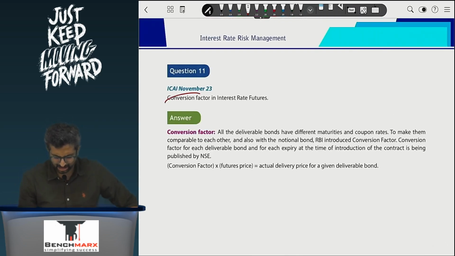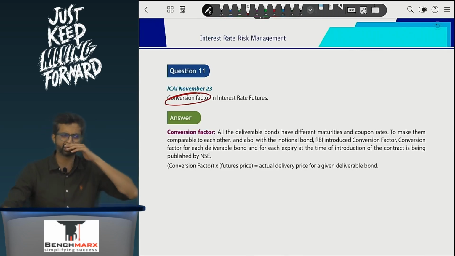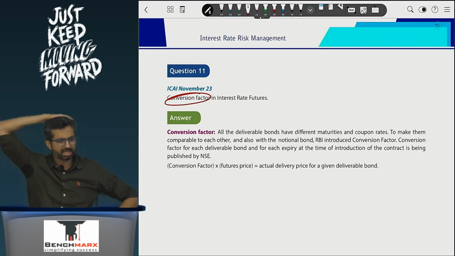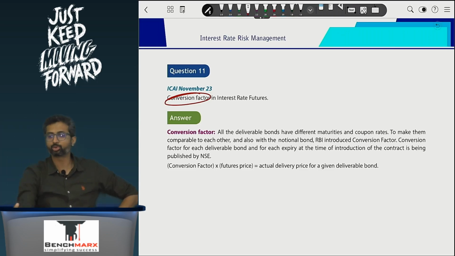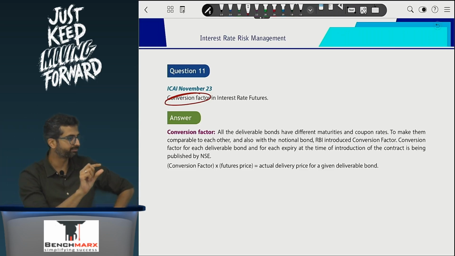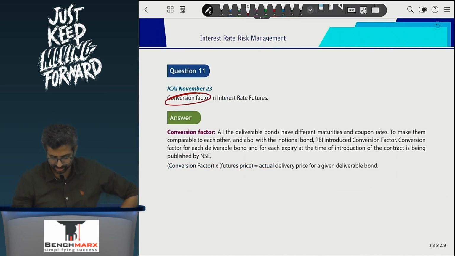And then there is a conversion factor in interest rate futures that is very similar to what we had discussed in cheapest to deliver. अपन ने वो जो example किया था ना यार, 24 karat gold and 22 karat gold, 1.1 was a conversion factor. So 1.1 grams of 22 karat gold is 1 gram of 24 karat gold. That is a conversion factor. So over here, that is regarding interest rate.